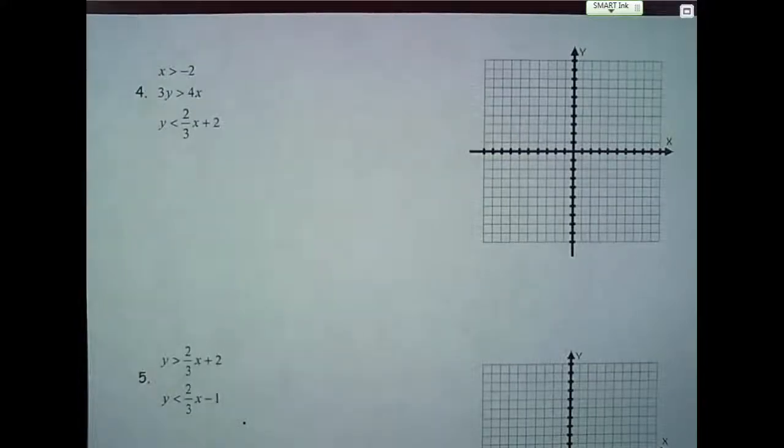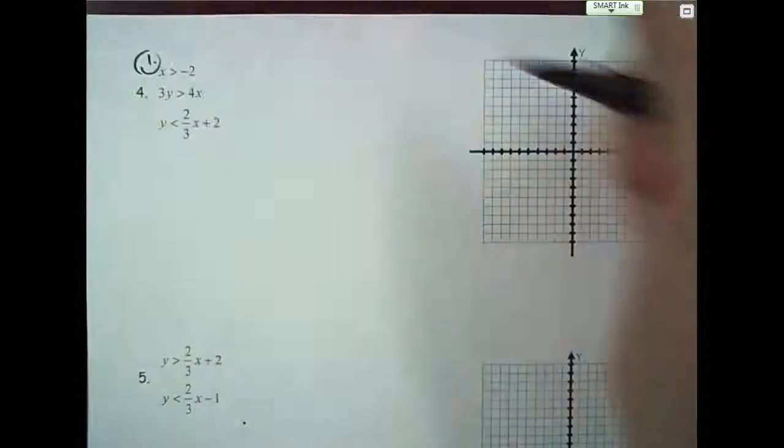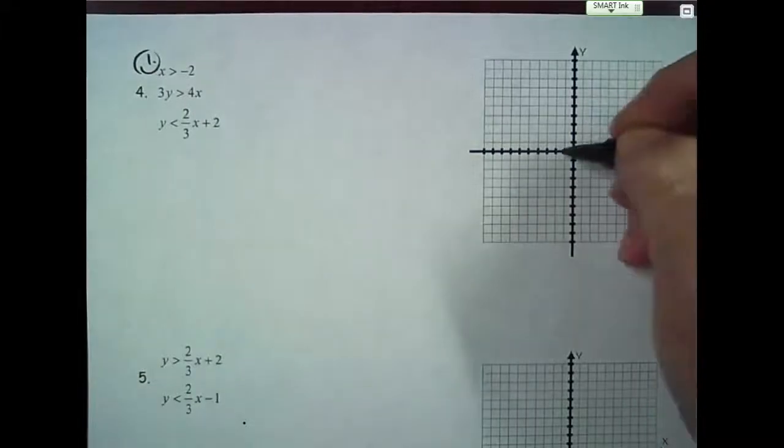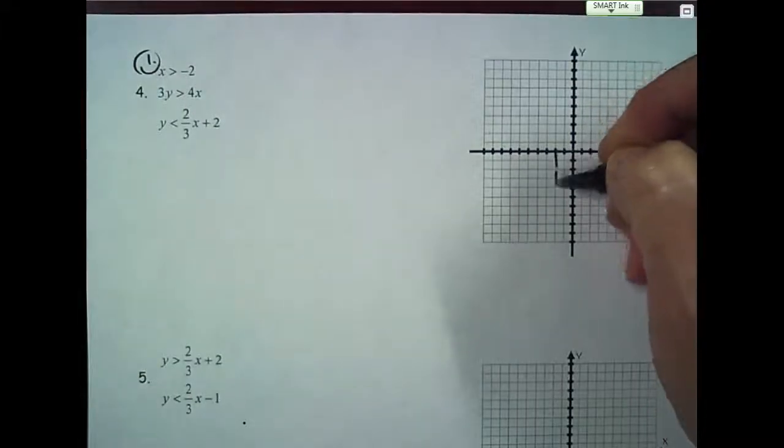There's 3 lines. Not a big deal. Graph 2 and graph the 3rd. Okay, you're just going to graph all 3. You've got to be more careful. Graph the first one. X is greater than -2. So here's -2, dashed line.